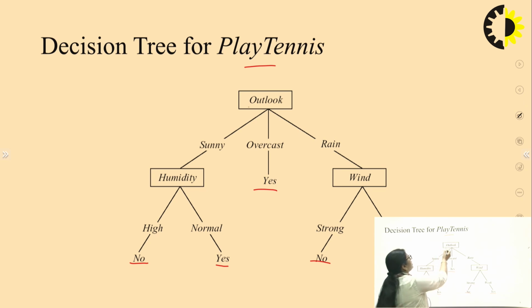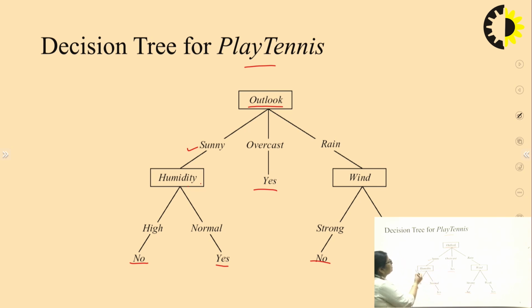The root has one attribute, one property. So these are the attributes of the input instance. What attributes have we taken here? Outlook, humidity and wind. Outlook can have one among three values. What are the three values? Sunny, overcast and rain. So outlook can be sunny. If outlook is sunny, this condition is true, then we will check the second attribute. What is our second attribute here? That is humidity. Now when outlook is sunny, we check whether humidity is high or normal.